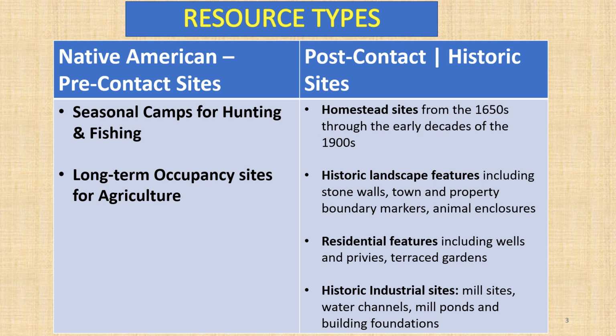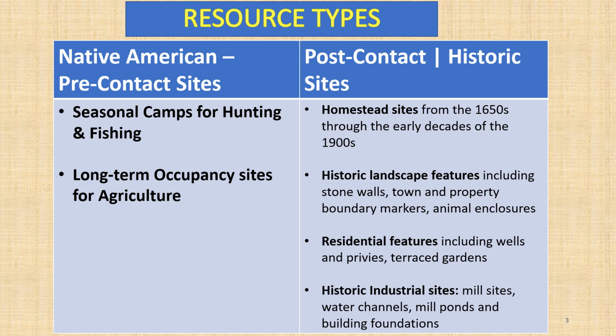Let me briefly review the resource types that we're talking about for the pre-contact and post-contact periods. For the pre-contact Native American archaeological sites, they will likely comprise either seasonal camps for hunting and fishing or long-term occupancy sites for agriculture. For the post-contact or historic era, the sites would likely include homestead sites from the 1640s and 50s through the early decades of the 1900s.